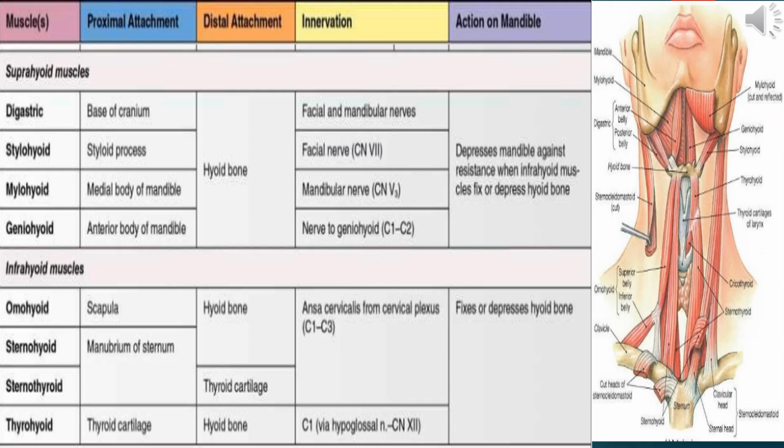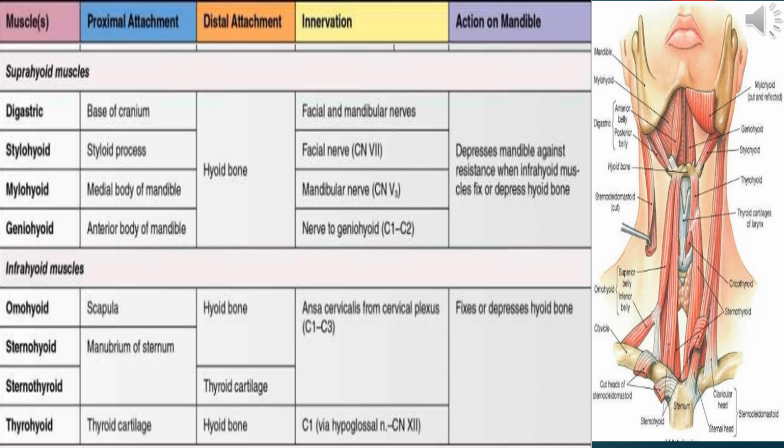Now here are suprahyoid and infrahyoid muscles in tabulated form. The suprahyoid muscles are digastric, which arises from base of cranium, stylohyoid from styloid process, mylohyoid from medial body of mandible, and geniohyoid from anterior body of mandible. And these all suprahyoid muscles insert on the hyoid bone, and their action is to depress the mandible against resistance.